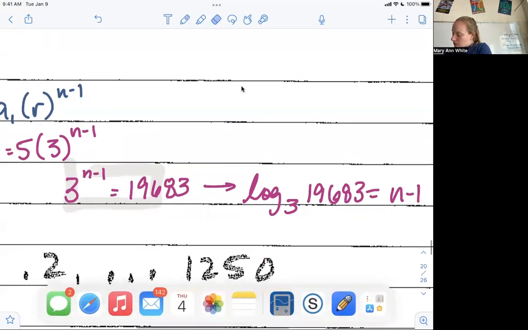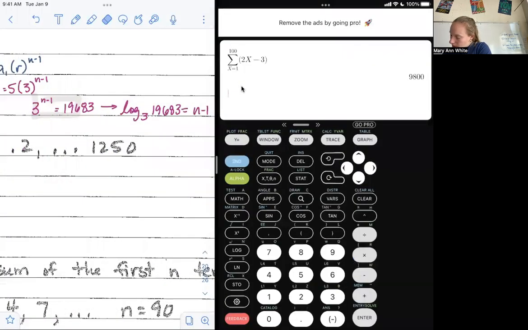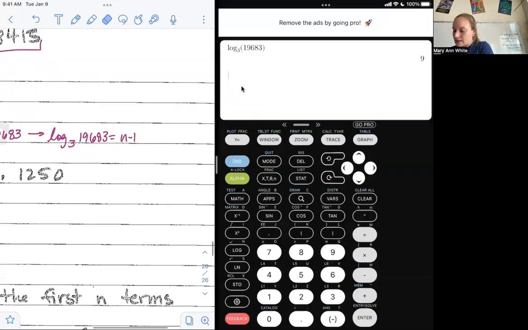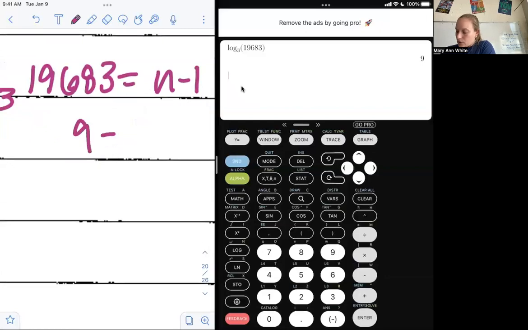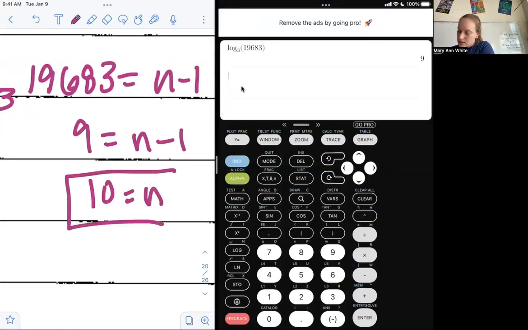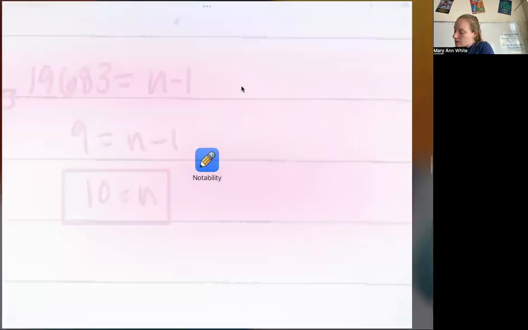I guess I lied. I guess I will pull this calculator up really quick. Math, log base, log base 3 of 19,683, and that is 9. So 9 equals n minus 1, add 1 to both sides, n equals 10. Now we need that by calculator.